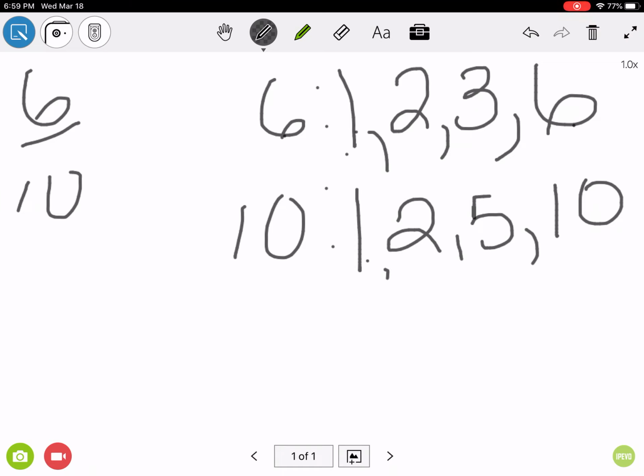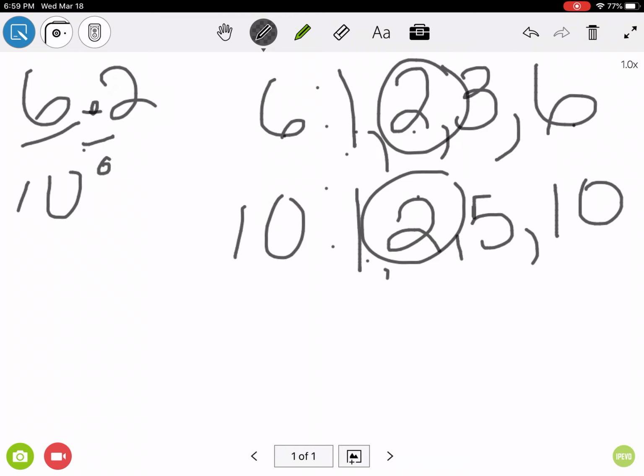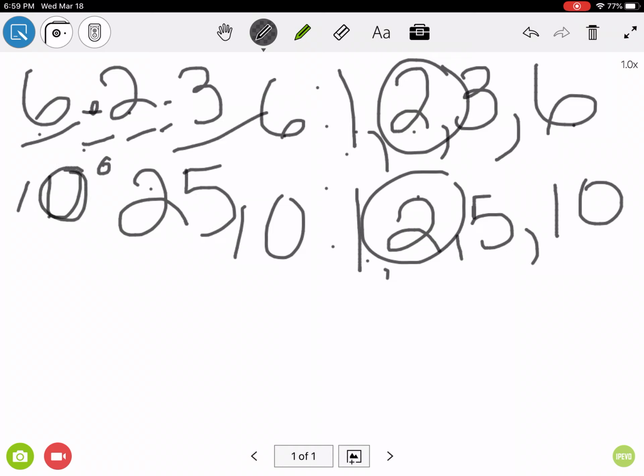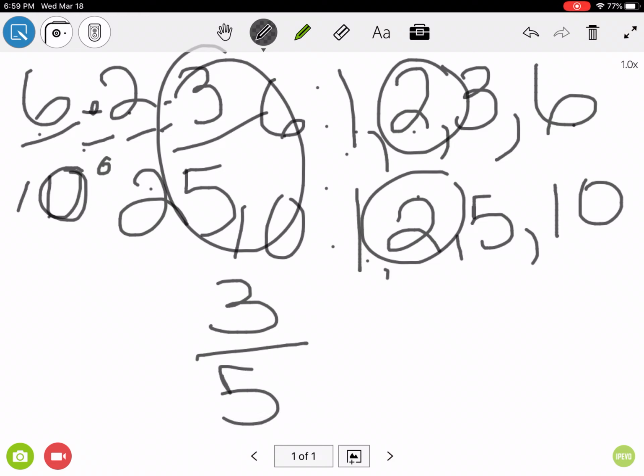Now what I'm going to do is circle the greatest common number. So they both have 1, but that's not the biggest. They both have 2. And that really is the biggest. So the number that I circled is the number that I'm going to divide with. Okay? 2 times what gives me 6? 3. 2 times what gives me 10? 5. So my answer for number 2 would be 3/5.